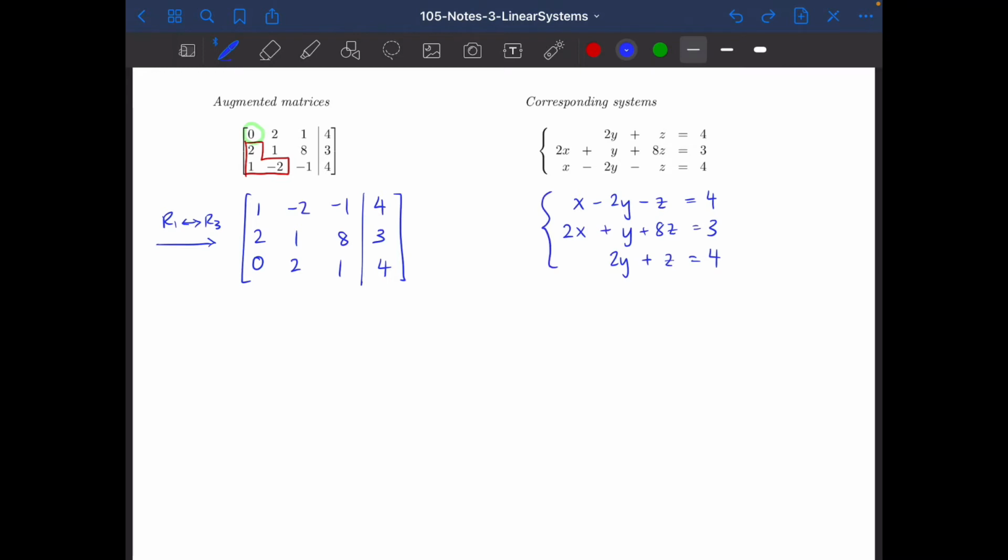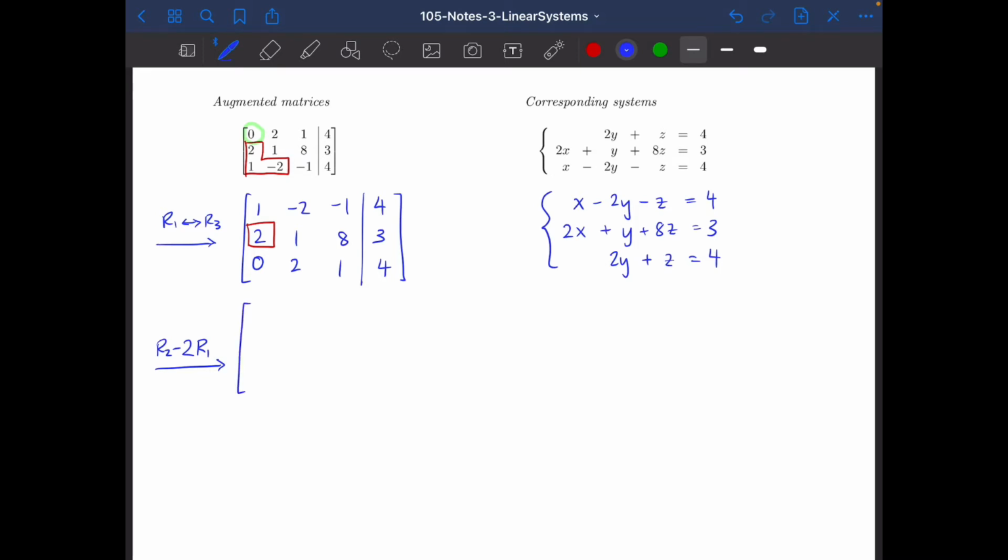The next entry that I would like to work on is this 2. If this 2 was a 0, we would be one step closer to having a matrix in row echelon form. Now, how can I make this 2 become a 0? Well, I can add a multiple of the first row to the second row in order to make that happen. So I'll take my row 2 and I want to add a multiple of row 1. Which multiple of row 1 should I choose? Well, row 2 minus 2 row 1 will do the trick, because 2 minus 2 times 1 is 0.